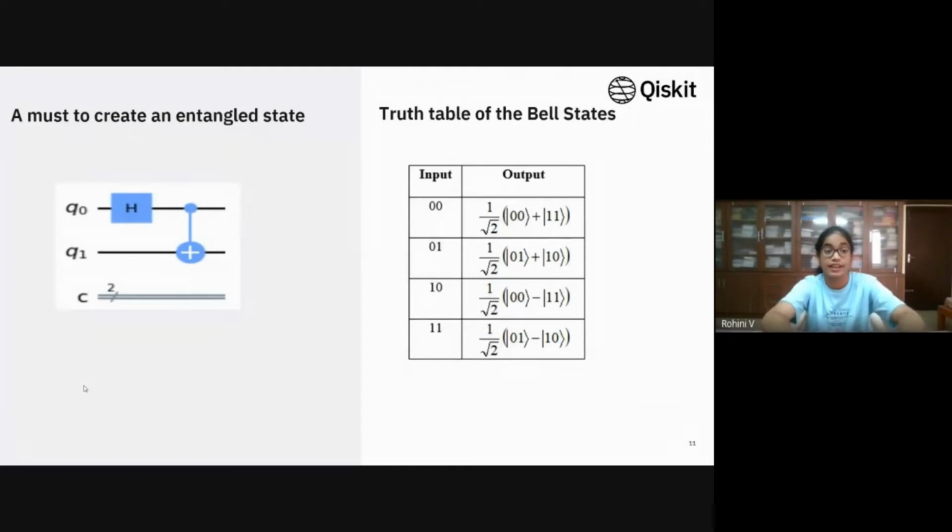Okay, this is a very, very important slide. To create an entangled state, this is the order I meant: the Hadamard gate and next the CX gate. If you swap them, that doesn't create an entangled state. So for every entangled state you create, there must be these two culprits. The Hadamard gate and the CX gate are a must to create an entangled state.